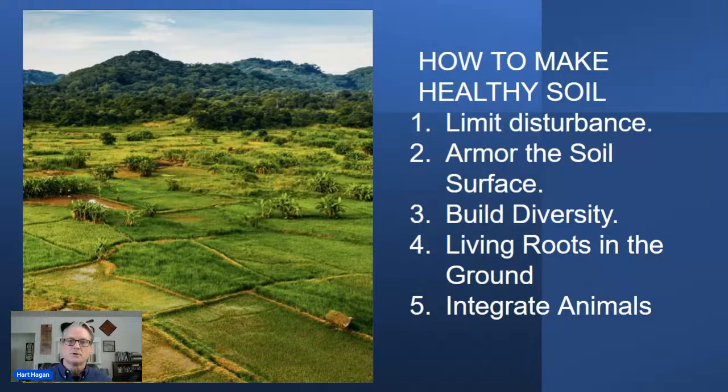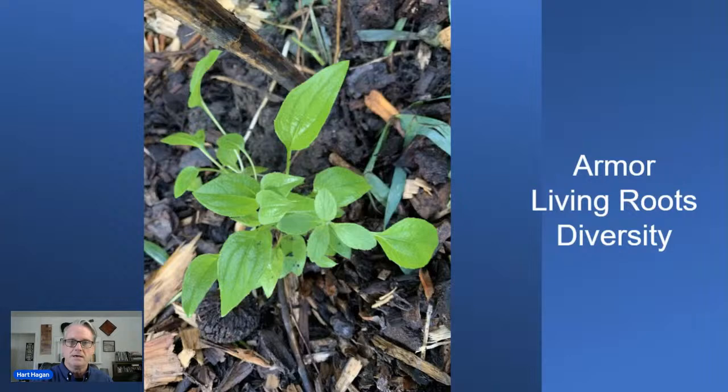So the principles of soil health: limit disturbance, armor the soil surface, build diversity, keep living roots in the ground, and integrate animals. Now, let me show you how I've done this in my home landscape. I've got several pictures here. Every single picture shows three of the five principles of soil health: armor, living roots, and diversity.